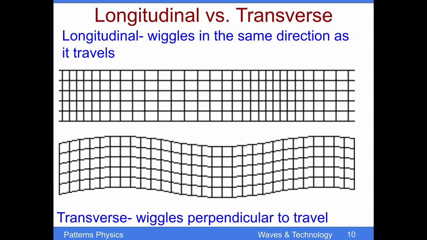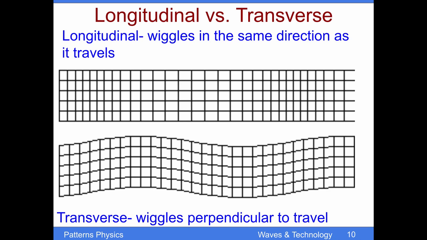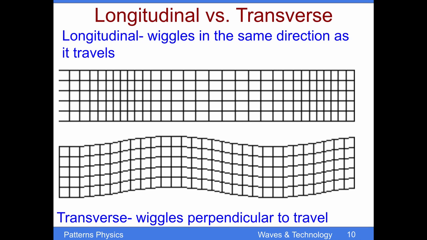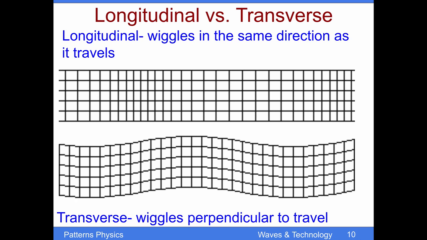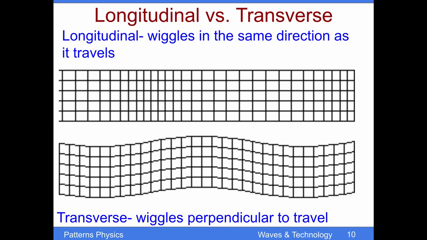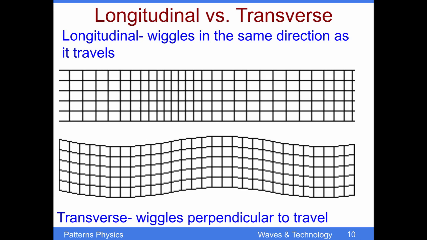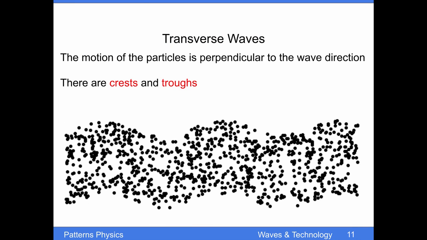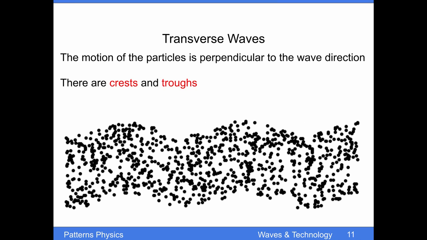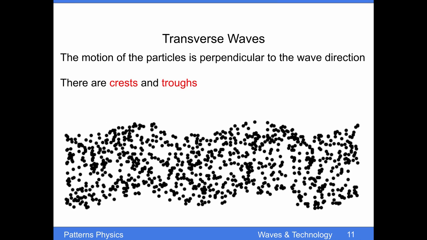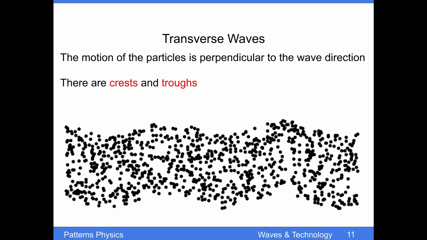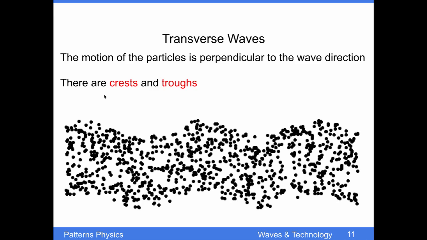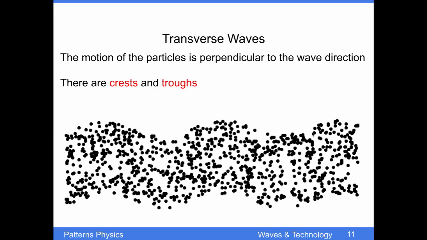And here we have the direction of oscillation is the same as the direction of propagation. So it wiggles from left to right. It also travels from left to right. So here's another example of a transverse wave. The motion of the particles is perpendicular to the wave direction. There are crests, the tops, and troughs, the bottoms.